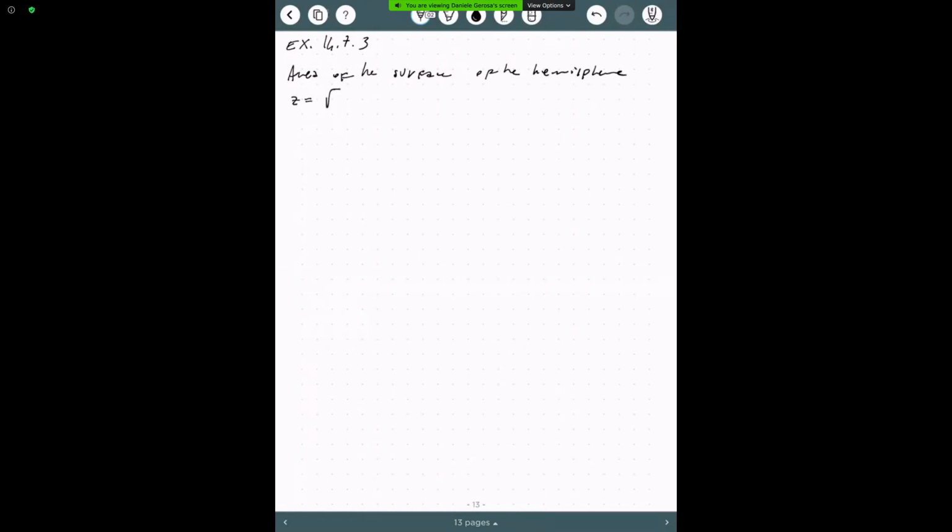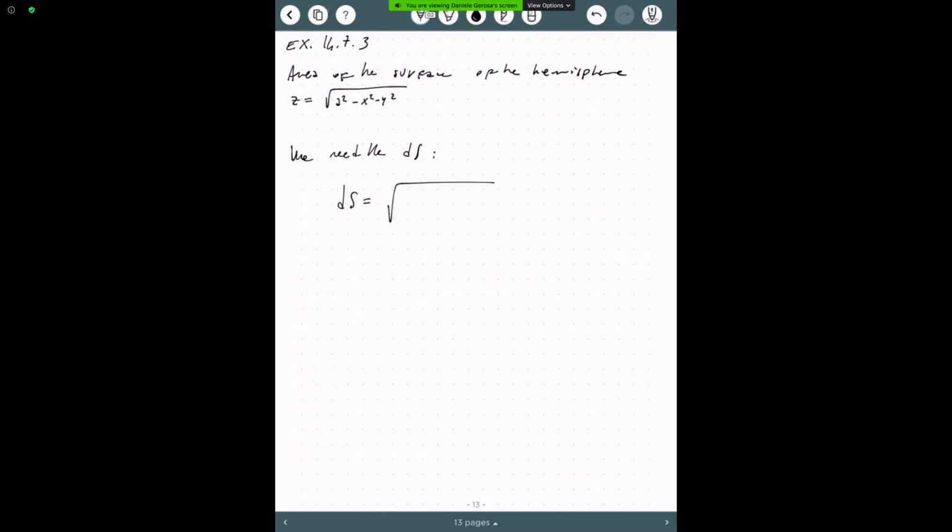Z is equal to the square root of a squared minus x squared minus y squared, right? Let me see if there is some specification on the domain. No. Well, so we have seen that we need the dS. So what's the dS here?